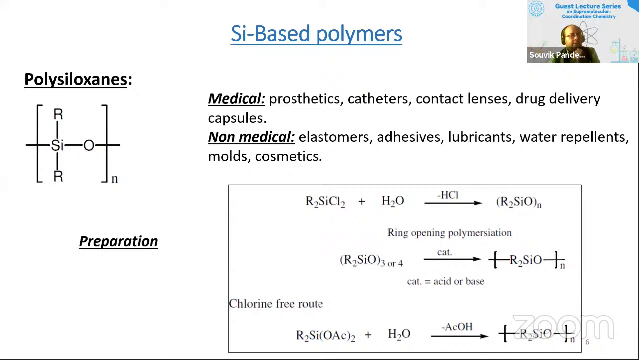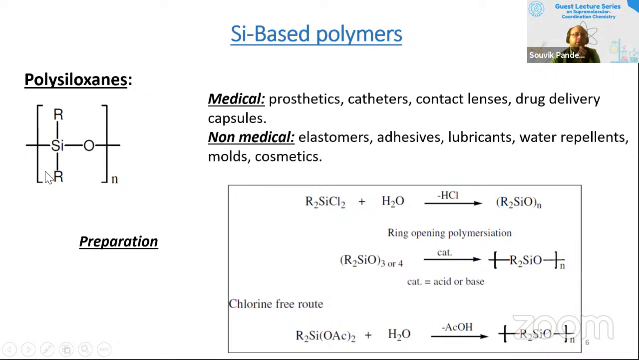Because you see their uses here in medical purposes. They are used as artificial limbs, prosthetics. They are used to build catheters, contact lenses, even drug delivery capsules. These all things are made of silicones, polysiloxanes. This polymer on the left side, where we can see Si-O, Si-O, Si-O, this kind of bonding. There are also a lot of applications such as elastomers, adhesives, lubricants, water repellents, molds, cosmetics.